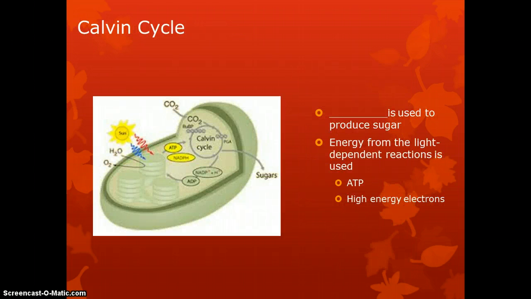Next is the Calvin cycle. This is where sugar, or glucose, is produced. The energy from the light-dependent reactions is used here to connect carbon dioxide molecules together to produce sugar. Both ATP and high-energy electrons carried by NADPH are used to do this. So in the Calvin cycle, this is where carbon atoms get rearranged, turning carbon dioxide into glucose.